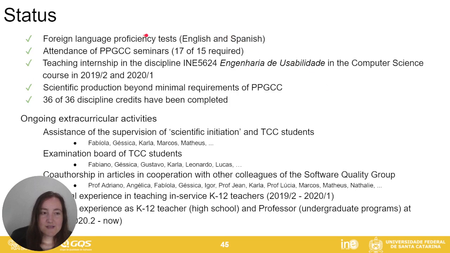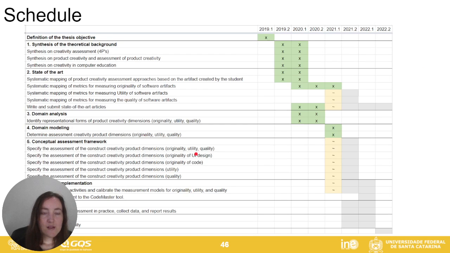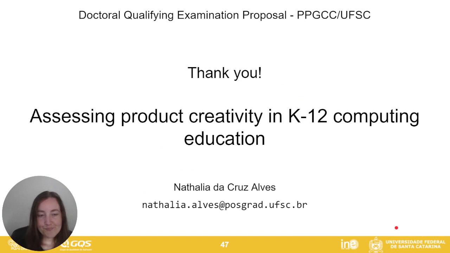Thus, the current status is: language proficiency test okay, PPGCC seminars okay, teaching internships okay, scientific production okay, discipline credits okay, and also some extracurricular activities. Since the progress seminar from last year, the pandemic, work, etc., the schedule has changed a little, but we intend to defend in March 2023.